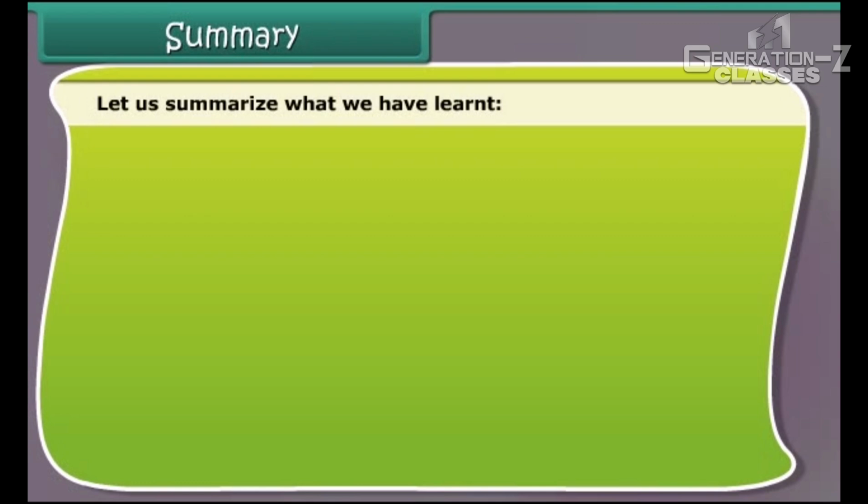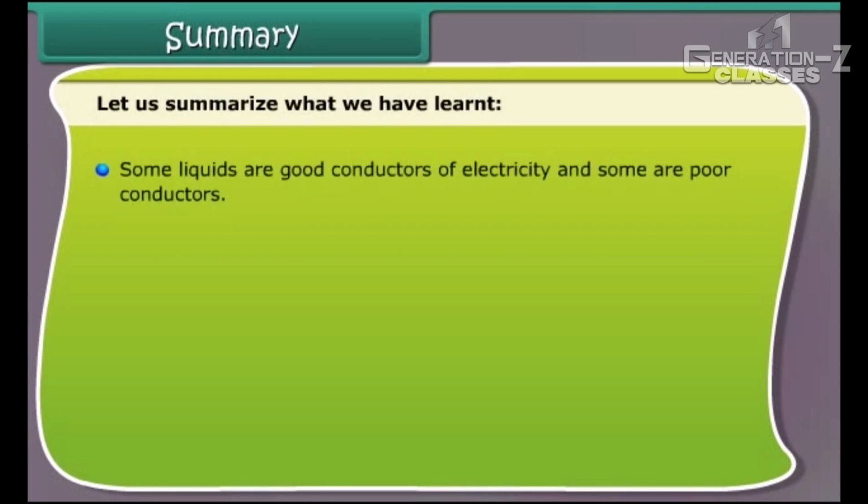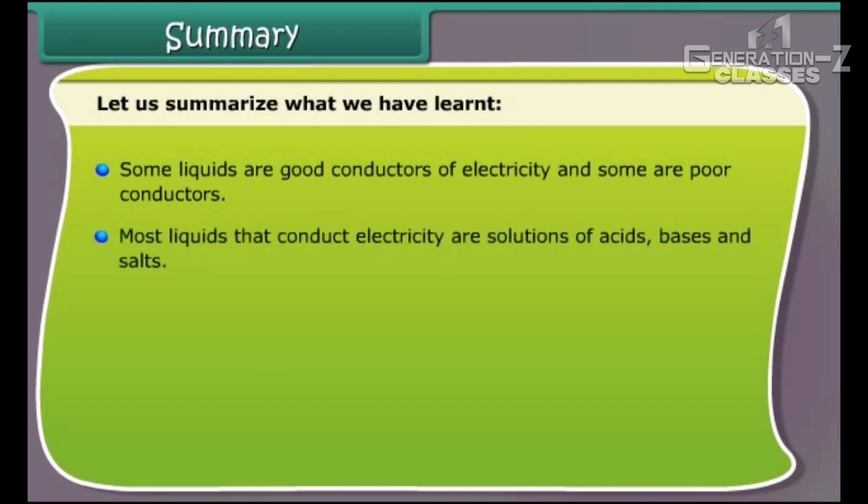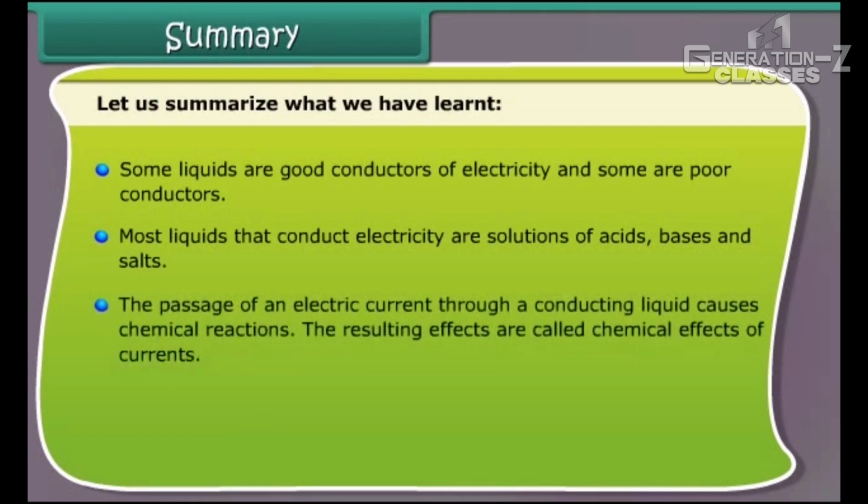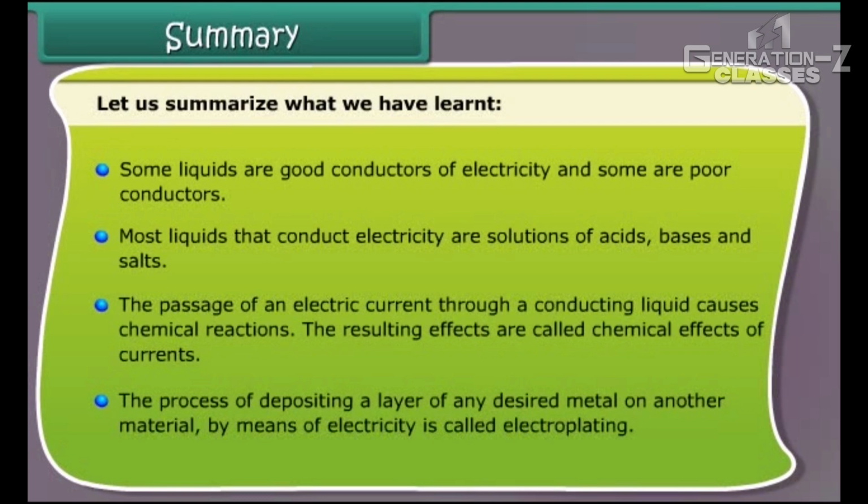Summary. Let us summarize what we have learned. Some liquids are good conductors of electricity and some are poor conductors. Most liquids that conduct electricity are solutions of acids, bases and salts. The passage of an electric current through a conducting liquid causes chemical reactions. The resulting effects are called chemical effects of currents. The process of depositing a layer of any desired metal on another material by means of electricity is called electroplating.